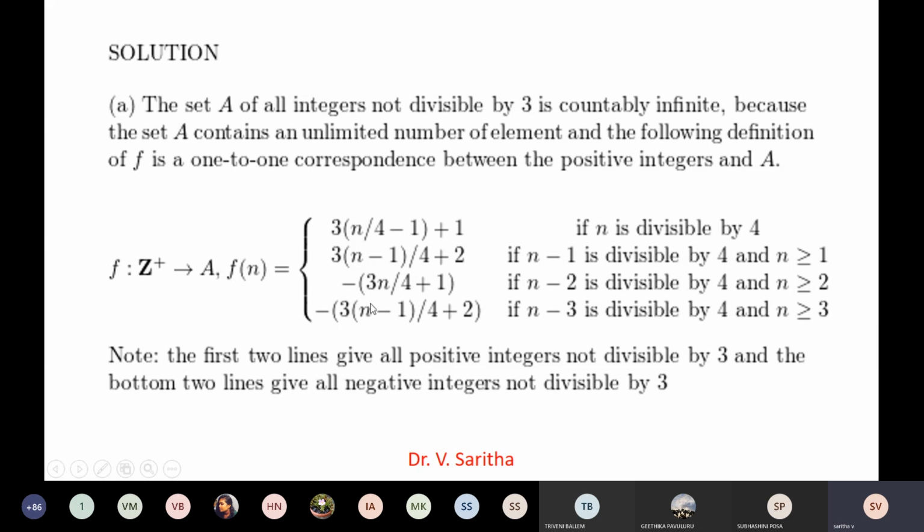And if you observe, it is the same thing: n minus 1 by 4 plus 2. And this one, you can consider as n plus 1, or the value given here, 3 plus 1. Suppose I change the question to a set A of all integers not divisible by 5. What will happen? How many values will be here? When you divide a number by 5, how many remainders will there be?